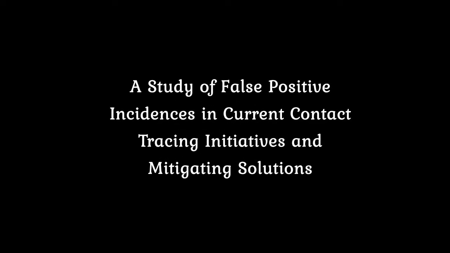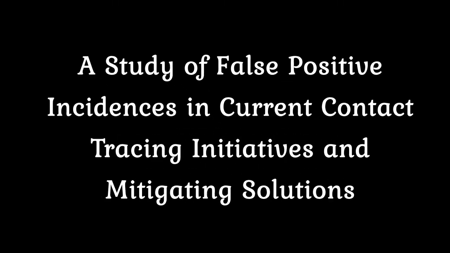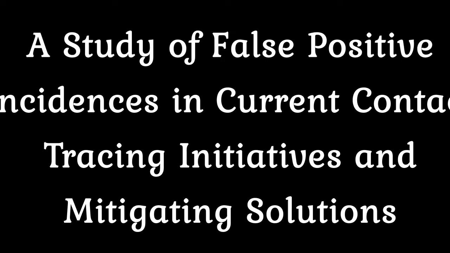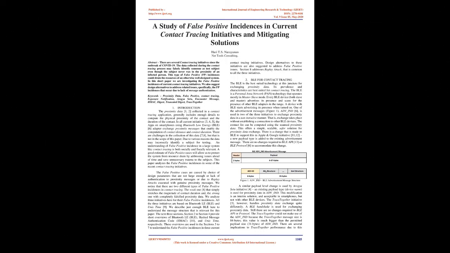A study of false positive incidences in current contact tracing initiatives and mitigating solutions. Abstract: there are several contact tracing initiatives since the outbreak of COVID-19. The data collected during the contact tracing process may falsely identify someone as a test subject even though the subject never was in the proximity of an infected person. This type of false positive (FP) incidence could drain the resources of an otherwise well-designed system.